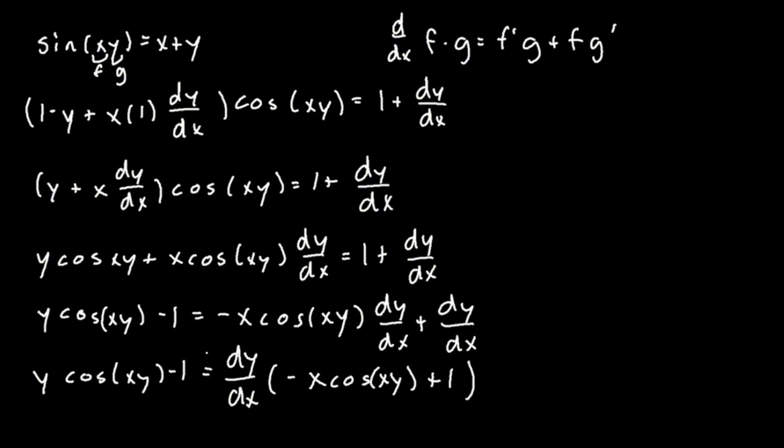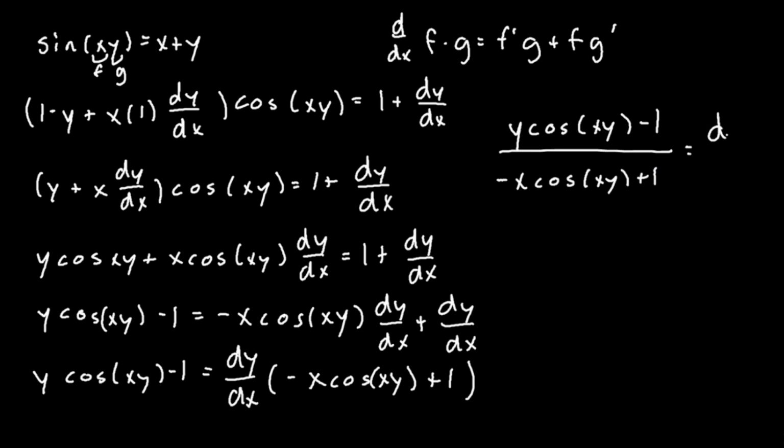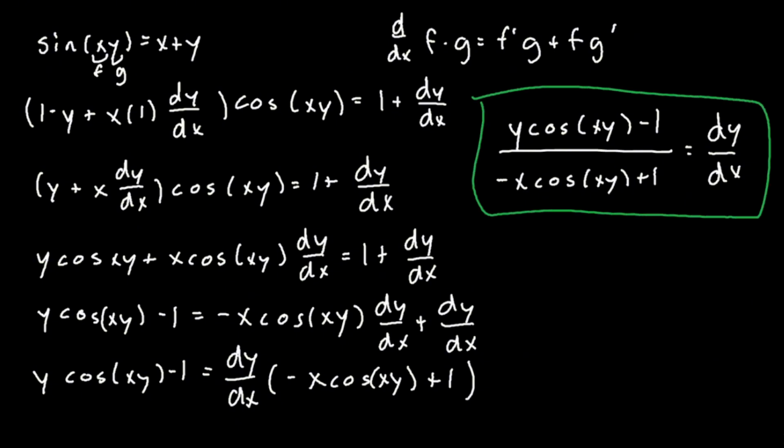So, once you have this, you can just divide this term on both sides to get y cosine of xy minus 1 over negative x cosine xy plus 1 is equal to dy over dx. So just a little bit of algebra there, and keeping track of everything using chain rule to get the thing out here, and product rule to get the derivative of xy.